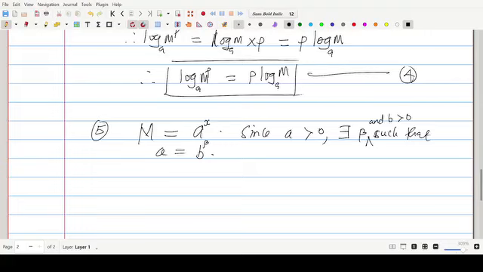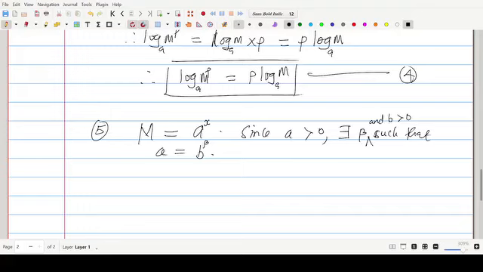If we are given a positive number a, there will exist other numbers beta and b such that b is bigger than 0. This beta is not necessarily bigger than 0, but b must be bigger than 0, such that a equals b to the power beta. This is a true statement from real analysis.